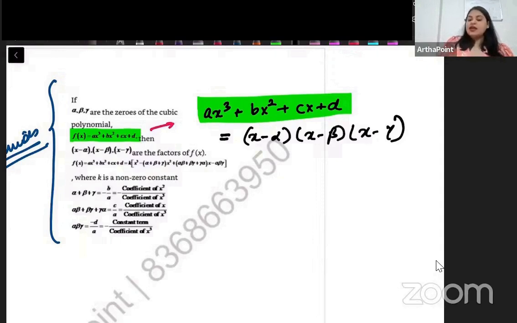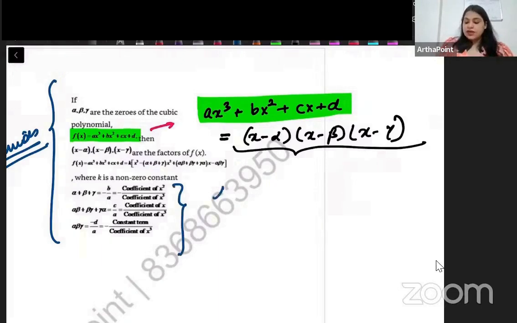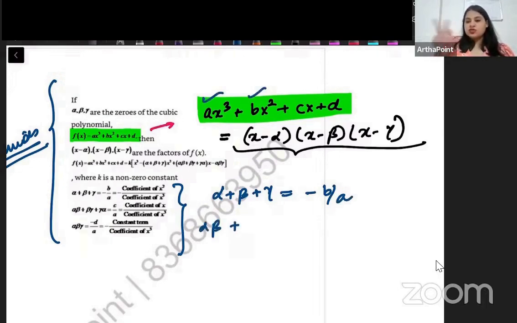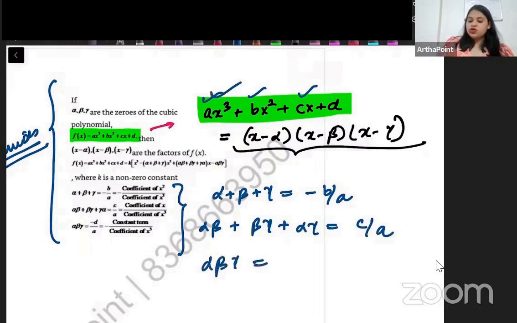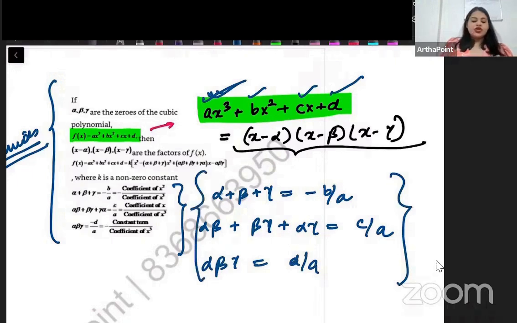Now we are saying that if alpha, beta, and gamma are the 3 roots, then these are the 3 rules that should be satisfied. The sum of the zeros should be equal to minus b by a. The sum of the products of two zeros at a time, alpha beta, beta gamma, alpha gamma, should be c by a. And the product of the 3 roots should be d by a. So these are the 3 rules that should be satisfied if you have a cubic equation.